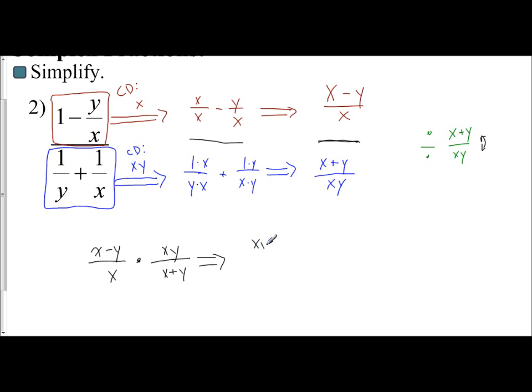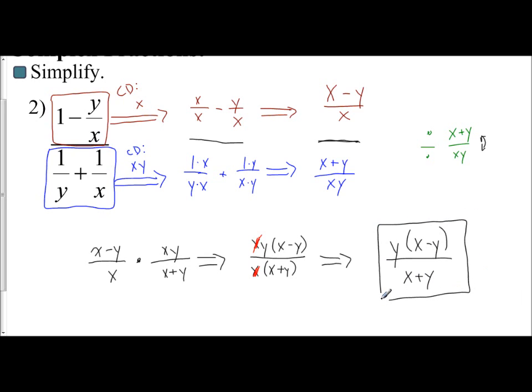I have xy times x minus y in parentheses, and I have x times x plus y. And I look, can anything be simplified? Well, there's an x in the factors on the outside on the top and bottom, so I can cross them out. I'm left with y times x minus y over x plus y. And that is the simplified complex fraction from what we started with to here.